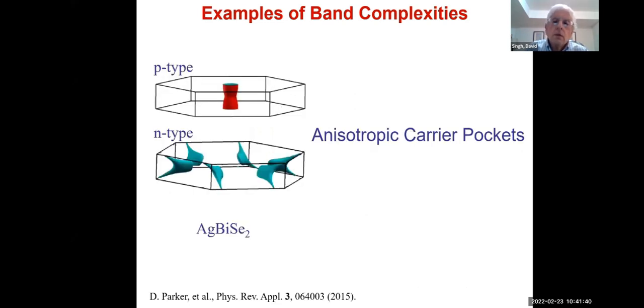This is another such feature. So this is silver bismuth selenide. And for N-type, it's predicted to have these very complex anisotropic carrier pockets, multiple carrier pockets. And that also is a feature that can give you high ZT.